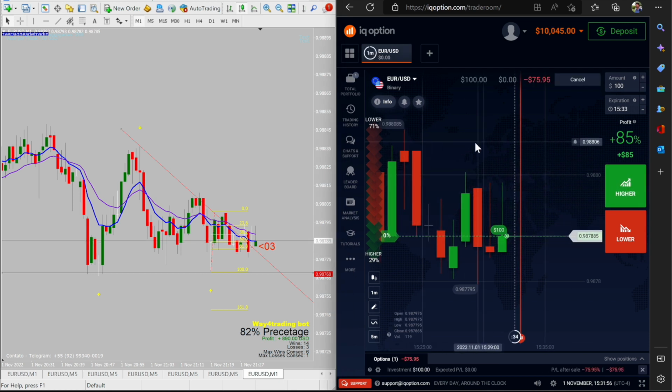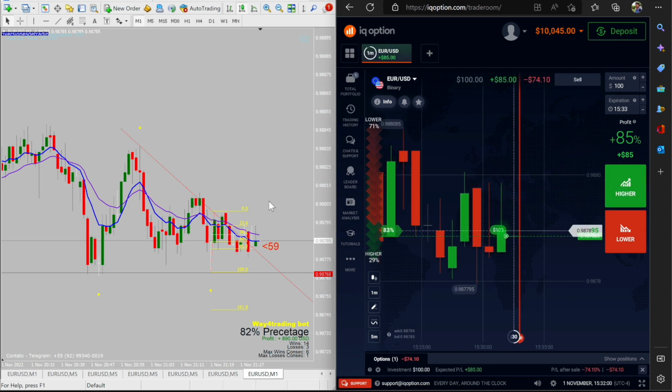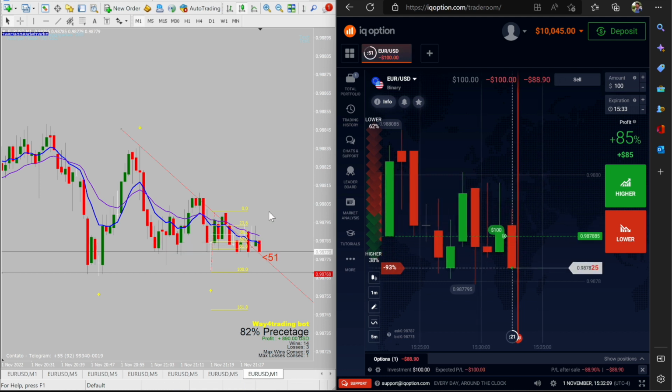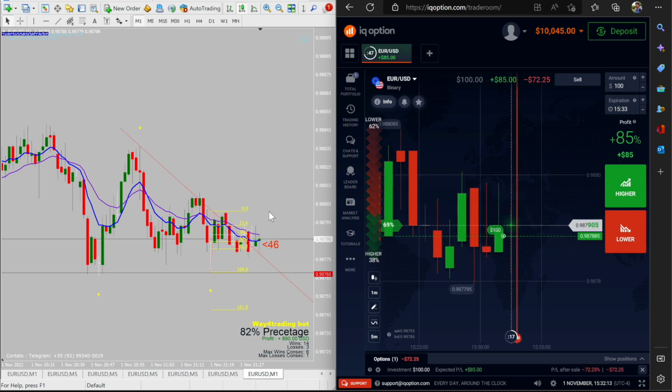We took the trade here because it has come out from the trendy market. Here you can see we took the buy trade here because it has come out from the trendy market.